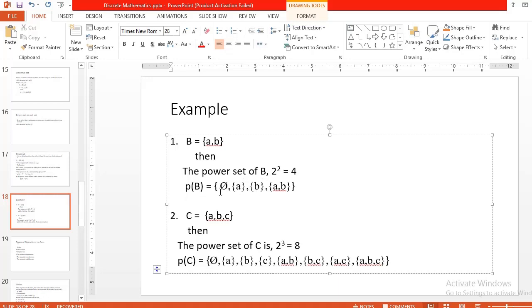Okay, now see another example for the power set. There is a set C which contains 3 elements, that is a, b and c. Then the power set of C is 2 raised to 3. Why is it 2 raised to 3? Because 2 raised to A stands for the number of elements included in the particular set. So here the set C contains only 3 elements, so 2 raised to 3. 2 raised to 3 is equal to 8. So there are 8 elements in the power set of C.